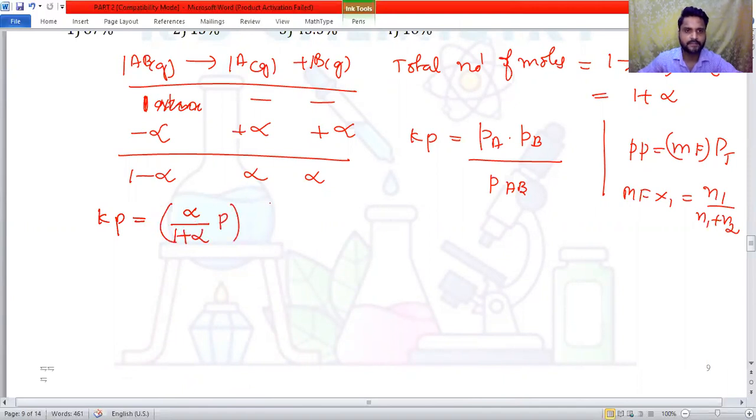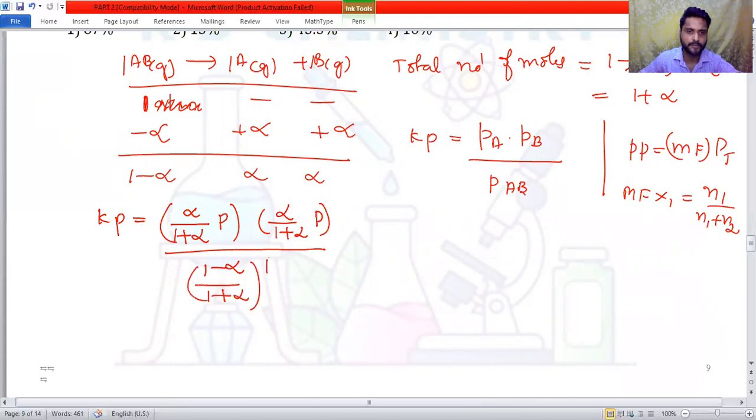Again the same term for B: alpha divided by 1 plus alpha into the total pressure P, divided by 1 minus alpha divided by 1 plus alpha into the total pressure P. So this Kp is equal to, finally, alpha square into P divided by 1 minus alpha.